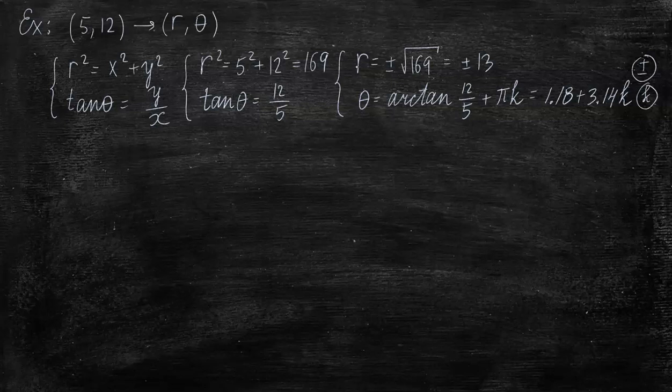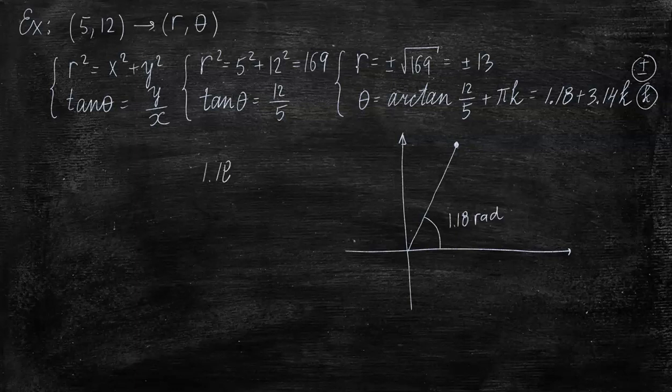So to help us with the choice, let's draw a quick diagram. We have 5, 12. It's the point in the first quadrant. And by drawing it more or less accurately, you can pretty much identify what would be 1.18 radians. It's right here. So we see that if I choose 1.18 radians, which means I'm going with k equals 0, then I will be facing the first quadrant, and then I can just go with a positive sign for r.